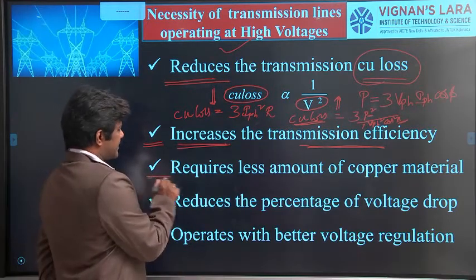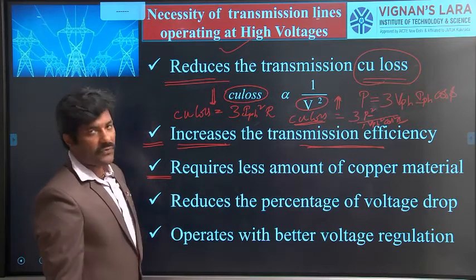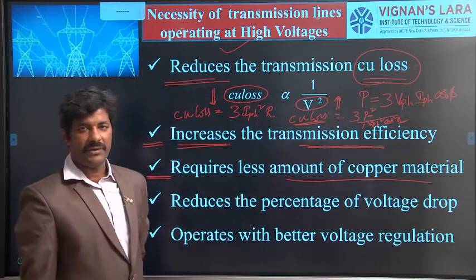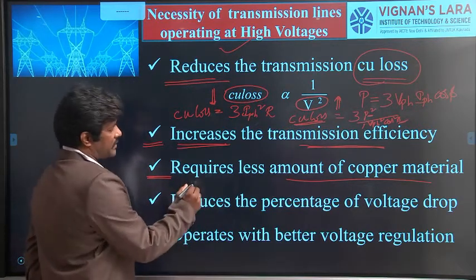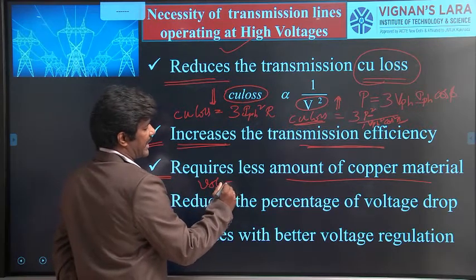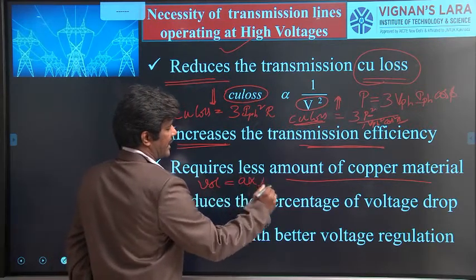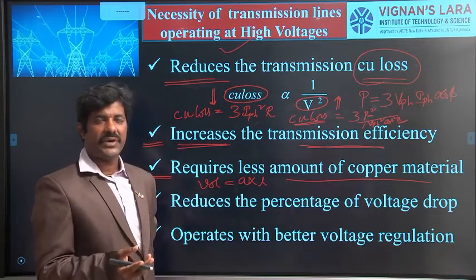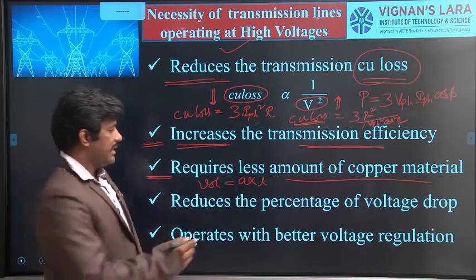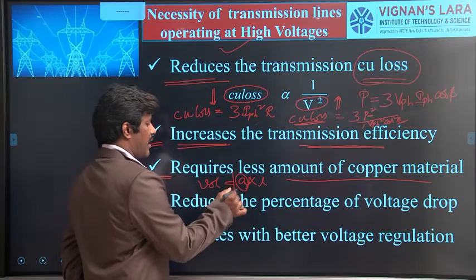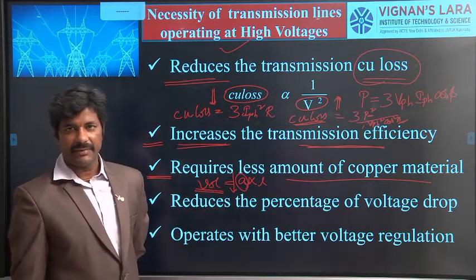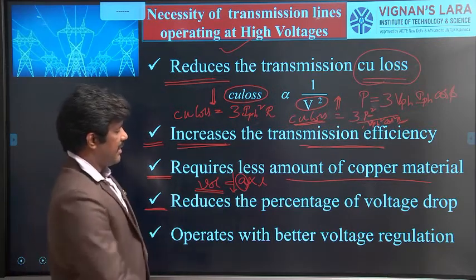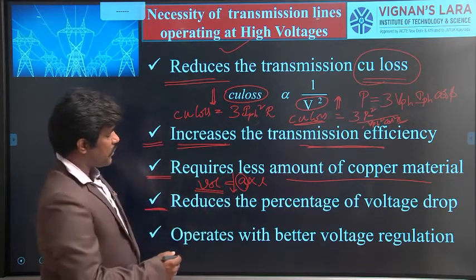The third advantage is that it requires less copper material. The amount of copper required to transmit the power will be minimum, because, as we know, the volume of the conducting material required is equal to area into length. By increasing the voltage, the current decreases, which requires a much smaller cross-sectional area. Since the cross-sectional area is very small, we will have a lesser volume of conducting material. That is the third advantage.